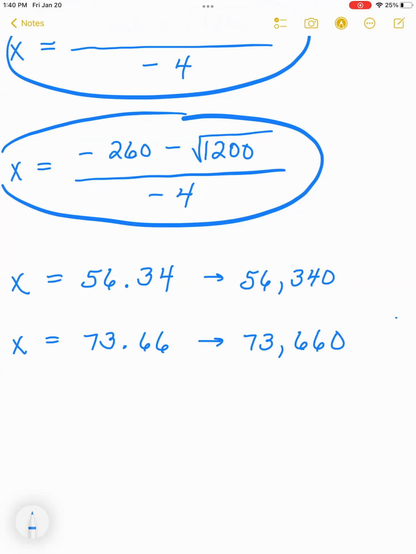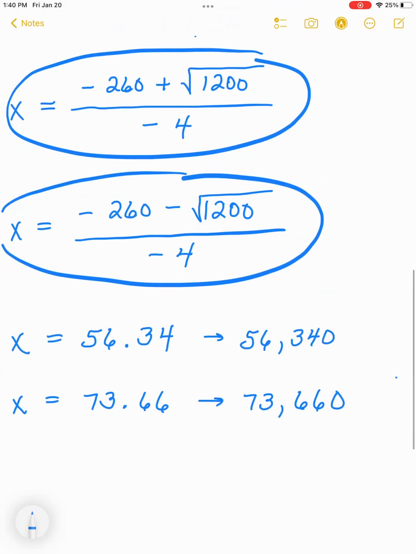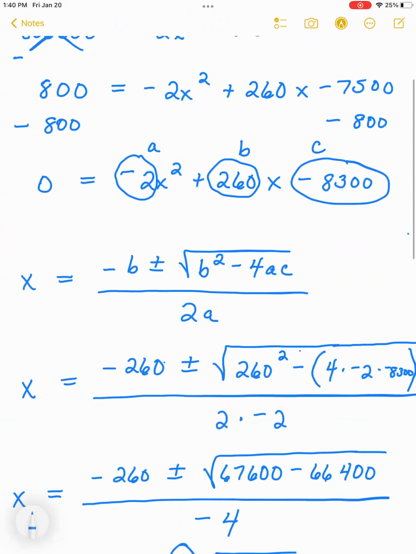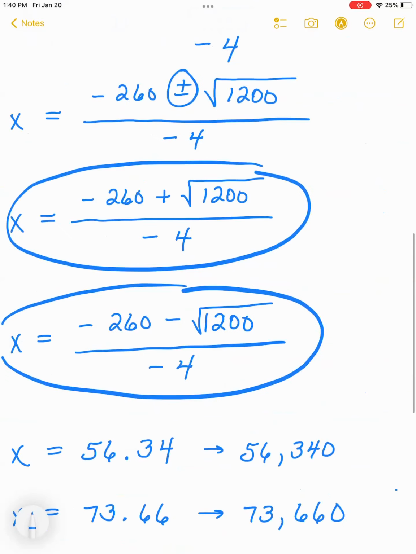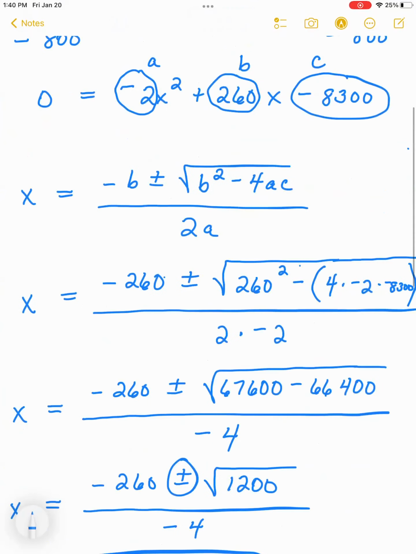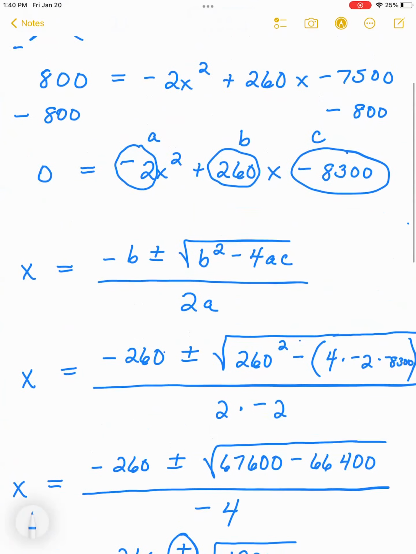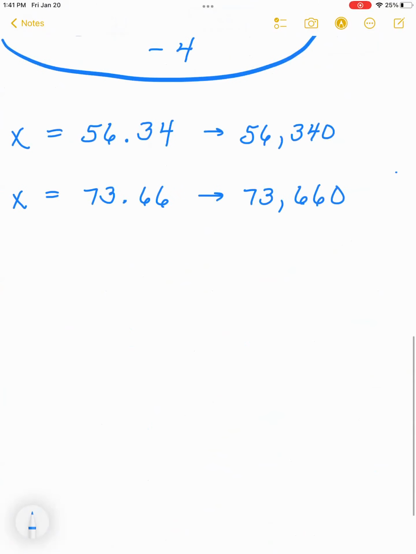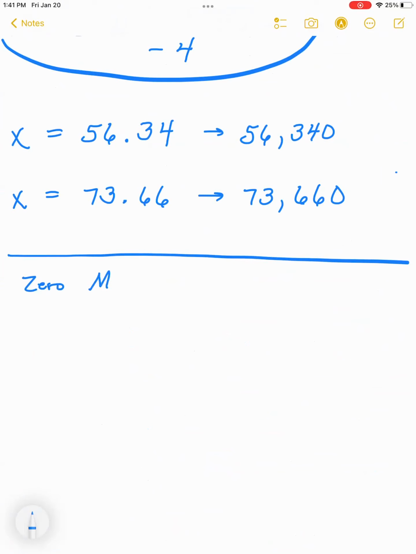Now, let me go ahead and talk to you about a graphical approach. Okay, so this is the algebraic approach. We have our two solutions to the problem. If you want to do this graphically, then let's use our two methods that we have learned. Okay, so let's talk about the zero method.